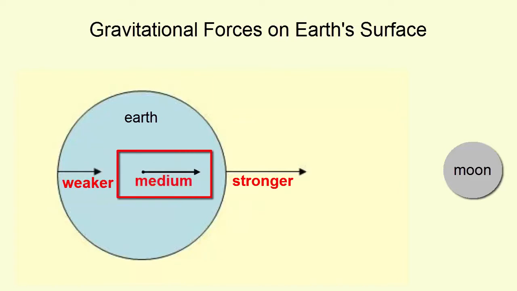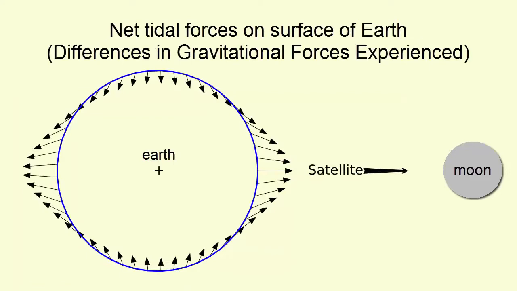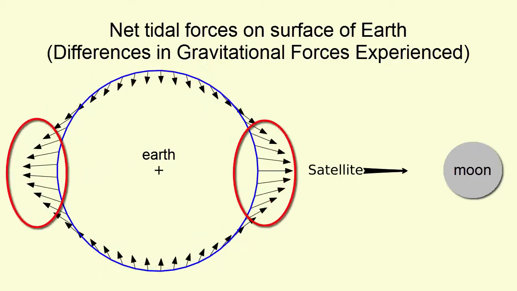If we take the medium-sized gravitational force between Earth and Moon experienced at the center of the Earth and subtract it from all the other force arrows found around the planet, we get this image, which shows the net tidal forces experienced on all points of Earth's surface as a result of varying gravitational force strength and direction. What you can see from the direction of the arrows is that water on Earth's surface would be pushed away from these areas at right angles to the Moon and towards these areas that are in line with the Moon.